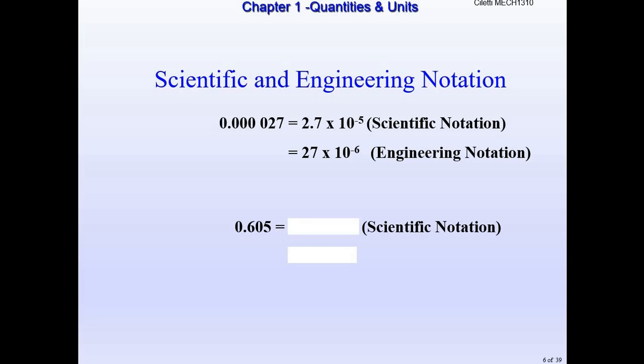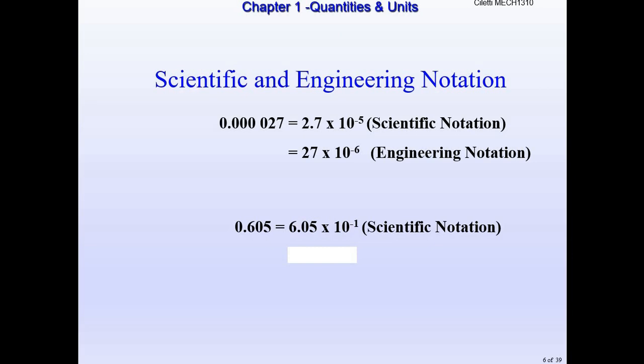So let's do this one. Why don't you pause the video, see if you can put this in scientific notation. This one's a little easier. We only have to move the decimal 1 place to the right. All right, so this is 6.05 times 10 to the minus 1. Remember, the number's still less than 1, so we're going to have that negative exponent.